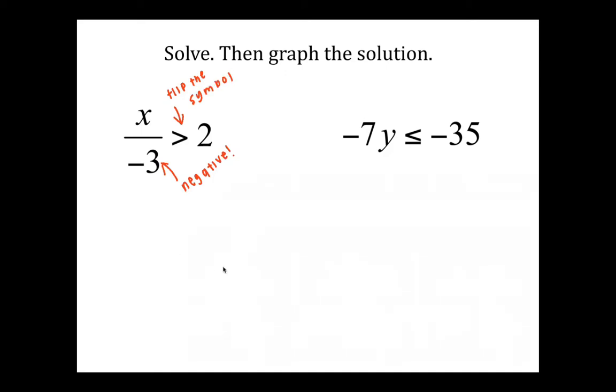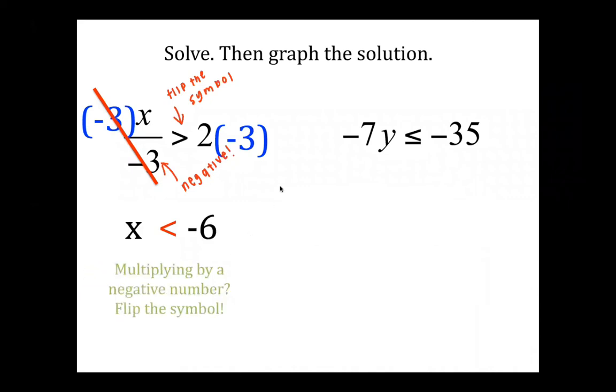So I'll go ahead and show you this in this example. So first, carry out your normal inverse operations by multiplying both sides by -3. -3 will cancel and you're left with x. Then go ahead and flip your symbol from greater than to less than, and then -6.